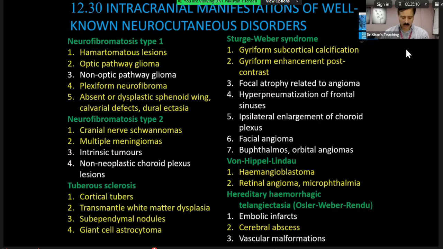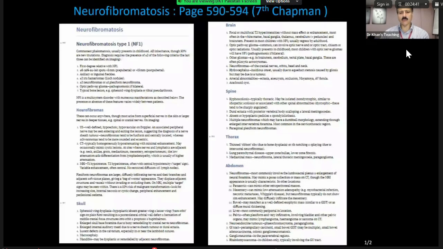Once you see this, you will pick up more blatant types of cases. Now, phakomatosis. This is from your old Chapman, 6th edition, where phakomatosis includes NF1, NF2, tuberous sclerosis, Sturge-Weber, von Hippel-Lindau, hereditary hemorrhagic telangiectasia, etc. But in the new Chapman, if you go to the second part, you will see a sort of summary of NF1, etc., and von Hippel, etc. So in the second part, it is given.